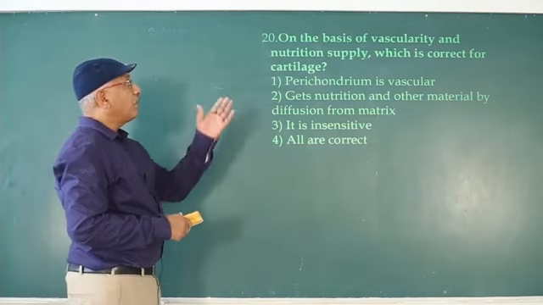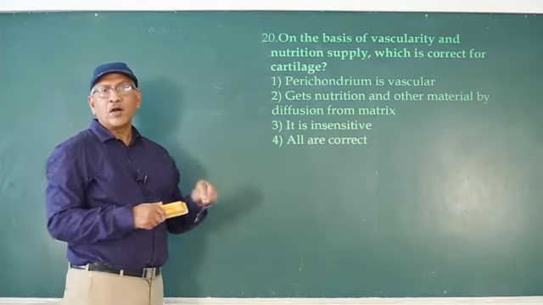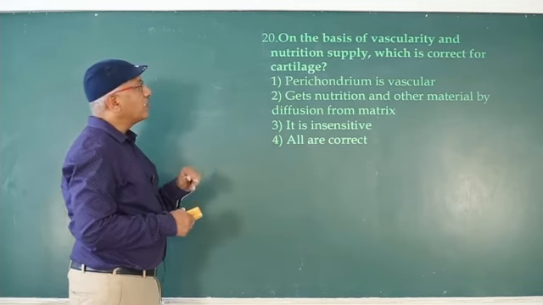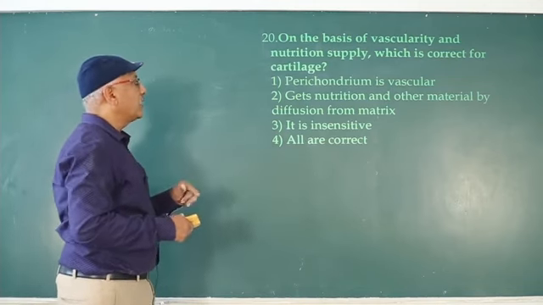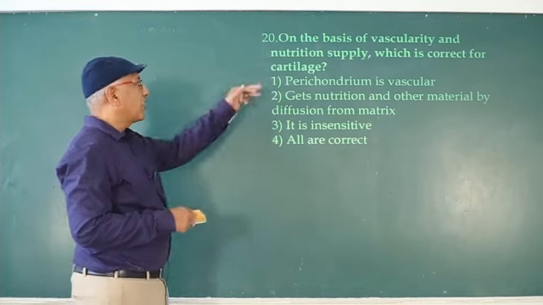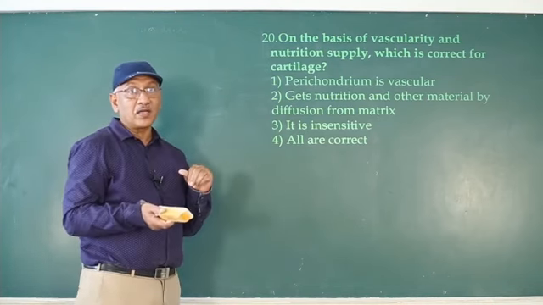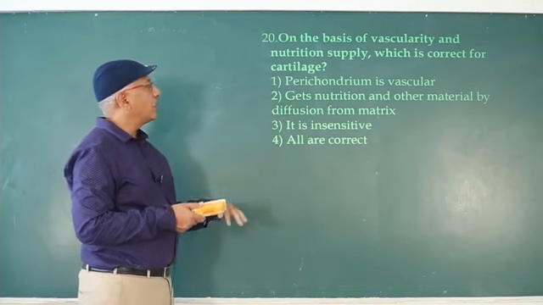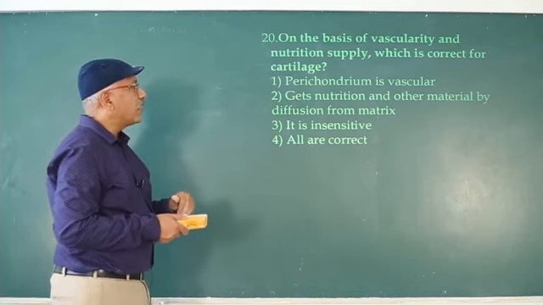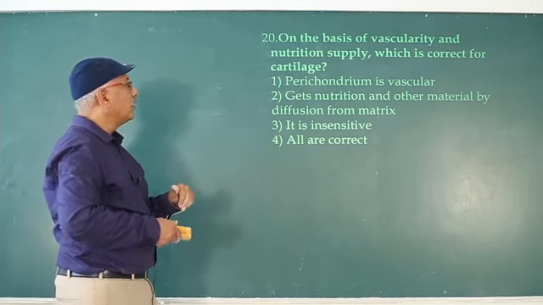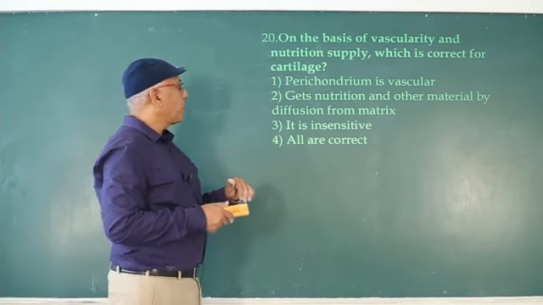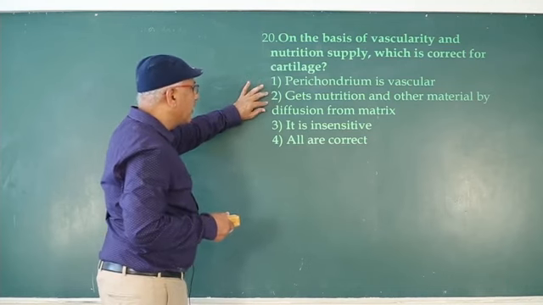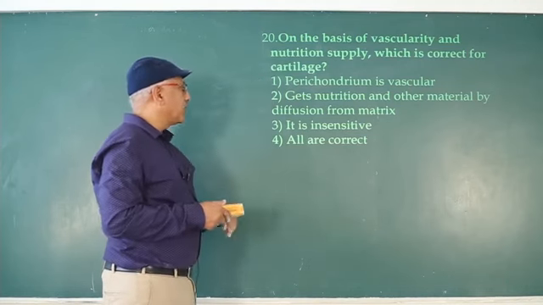On the basis of vascularity, the word vascular relates to blood vessels and nutrition supply, which is correct for cartilage. Perichondrium is vascular, correct. It is present around the cartilage, so perichondrium supplies nutrients to cartilage. Cartilage gets nutrition and other material by diffusion from the matrix, correct.